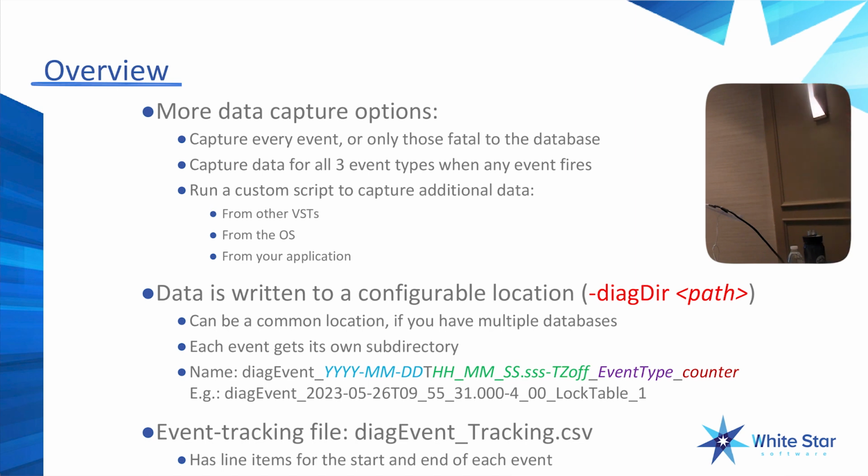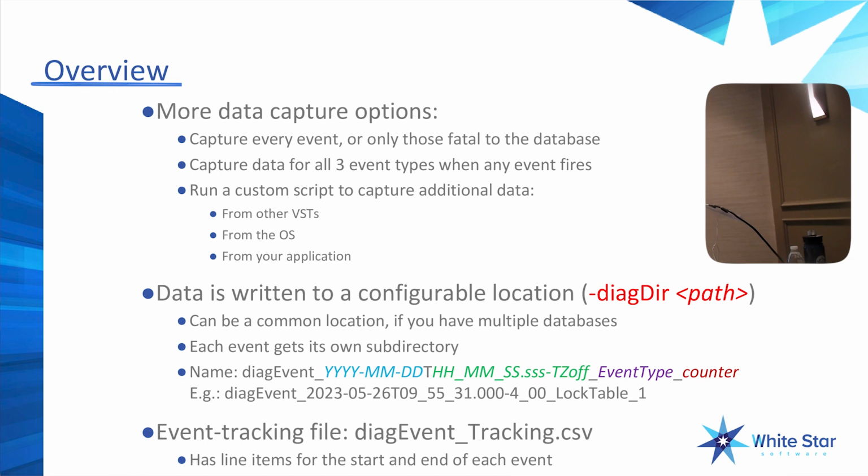And within that diagnostic directory, each event gets its own subdirectory, and here's the naming convention for that. So there's a prefix followed by a timestamp, the event type, and then an incrementing counter which goes up per event type since the database started.